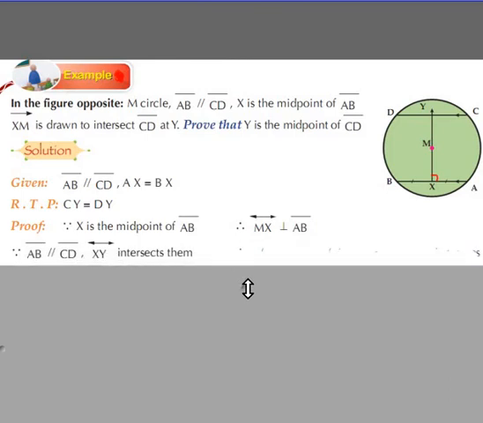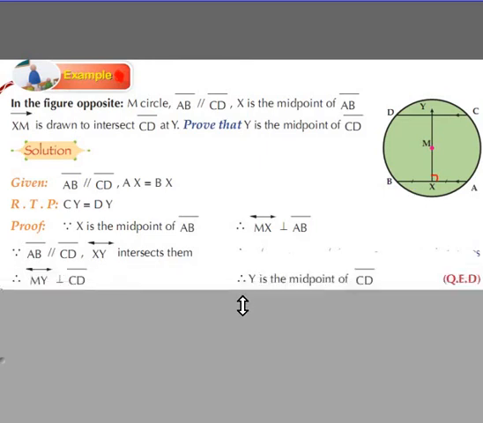First, since X is midpoint of segment AB, therefore, straight line MX is perpendicular to line segment AB. Since segment AB is parallel to segment CD and straight line XY intersects them, then straight line MY is also perpendicular to segment CD. Therefore, Y is midpoint of line segment CD.